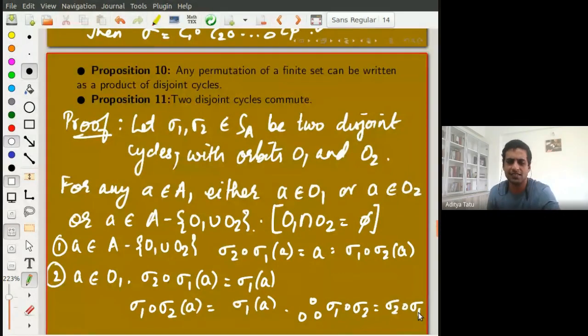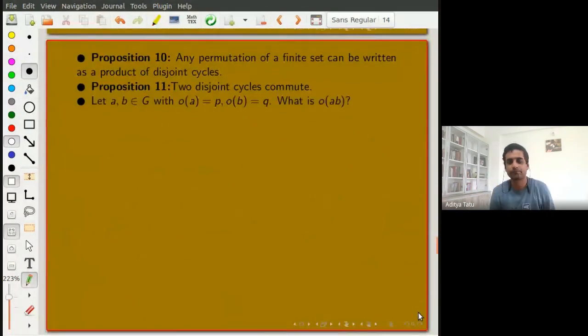Thank you. So now let's try to see what is the benefit of disjoint cycles. We have obtained a few properties of disjoint cycles: that they commute, and secondly, any permutation of a finite set can be written as a product of disjoint cycles. The proofs are clear, but what is the importance? That is something which is not clear.